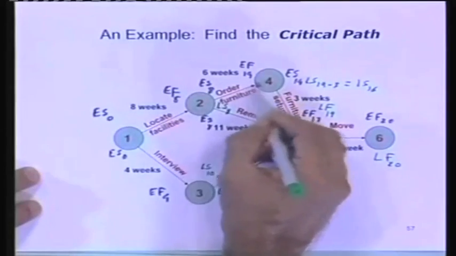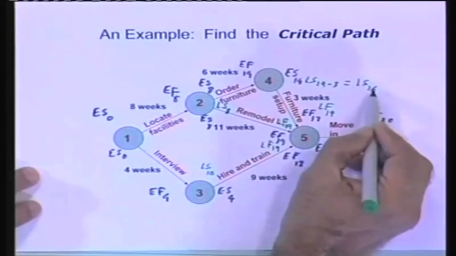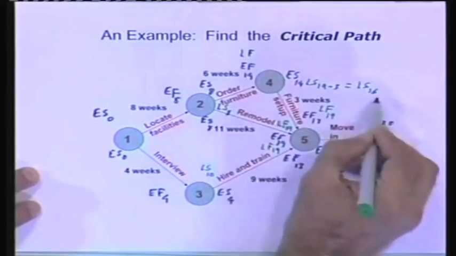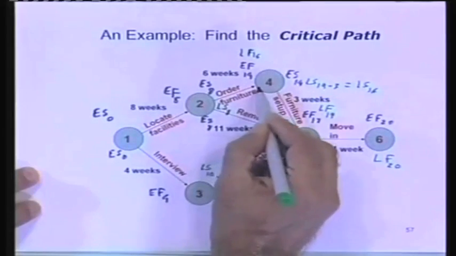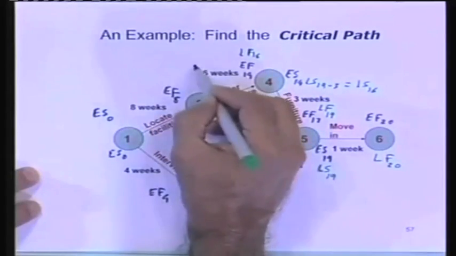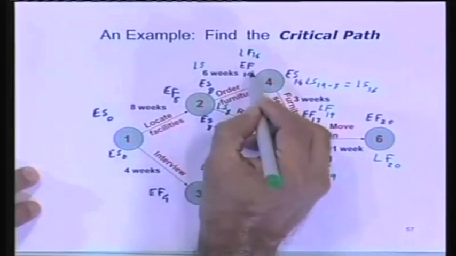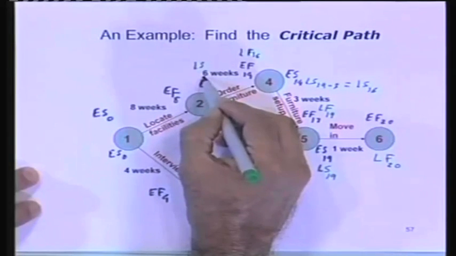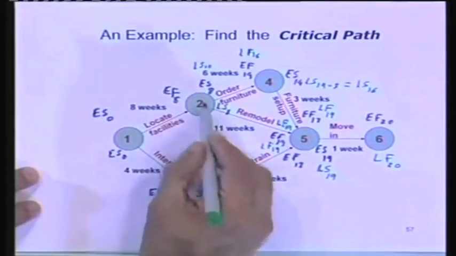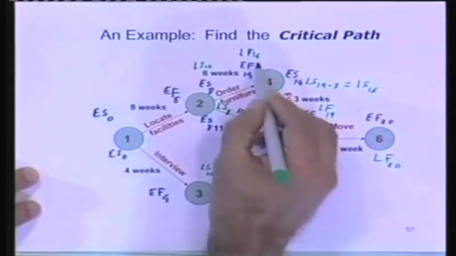The latest finish for the task before it, if it is anything beyond this, I'll again have trouble. So the latest finish here is going to be 16. And this one takes 6 weeks. So the latest start here is going to be 16 minus 6, right? That's going to be 10. I've got the latest start there, the latest finish there, and so on.